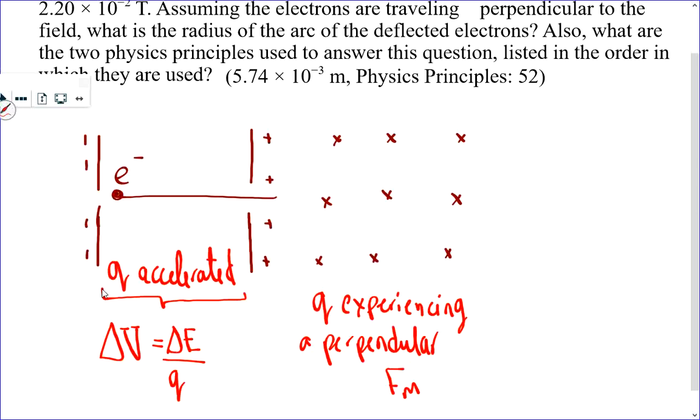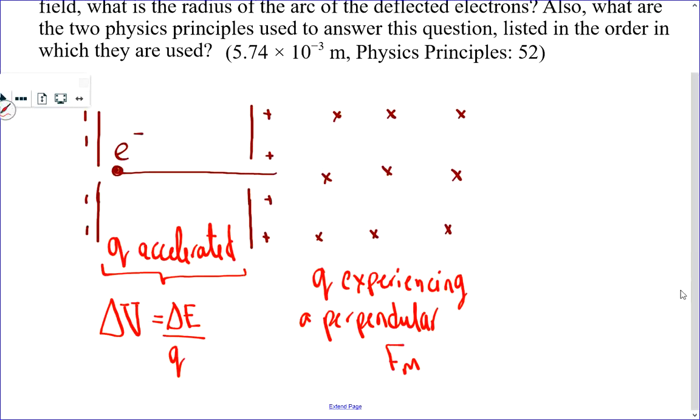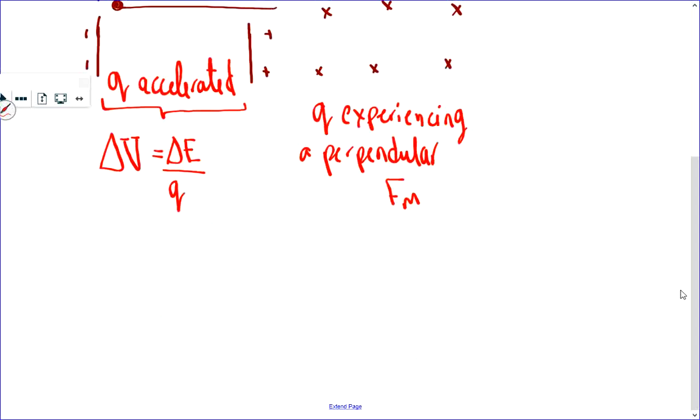Really what it should be is 1/2 mv squared final minus 1/2 mv squared initial, but somewhere up here I'm assuming it says they're accelerated from rest, which means the initial kinetic energy is 0. On the other hand, this, and I'm going to go with your formula sheet here, is Fm equals F net.